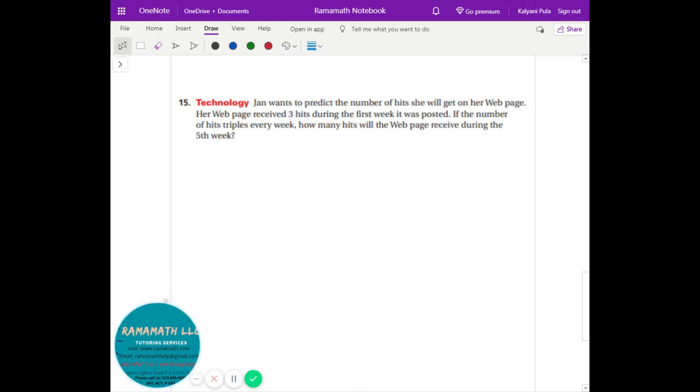Technology. Jan wants to predict the number of hits she will get on her web page. The web page received 3 hits during the first week it was posted. If the number triples every week, how many hits will the web page receive during the 5th week? Okay, let's think about it. It triples every time. It's basically 3 times 3 times 3 times 3 times 3, which is 3 to the 5th, which is 243.